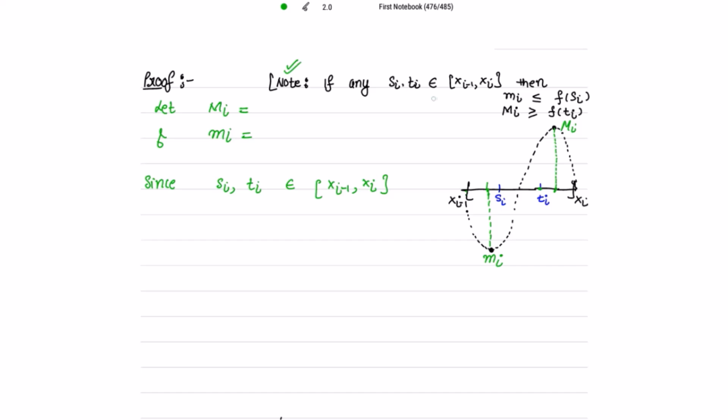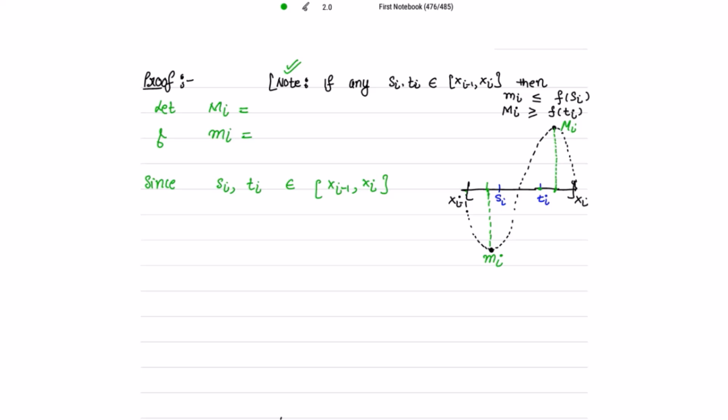If any s_i, t_i belong to this closed interval, then m_i is always less than or equal to f(s_i), because m_i is the infimum over this bigger interval, and s_i, t_i are points belonging to this closed interval. And capital M_i will always be greater than or equal to f(t_i). Just keep this as your remark or result.